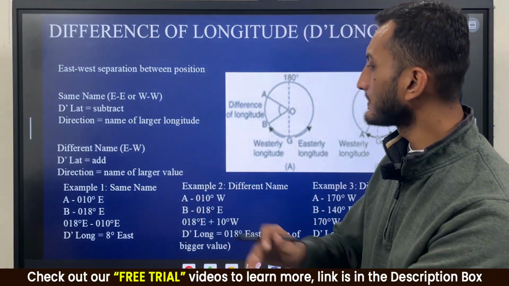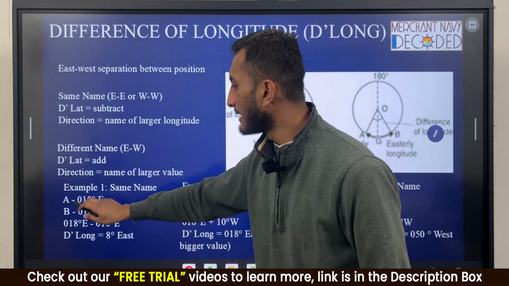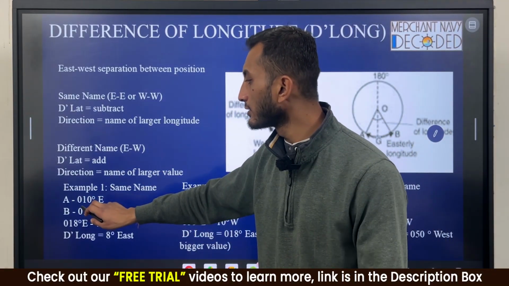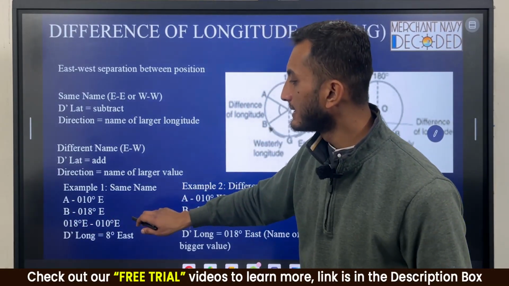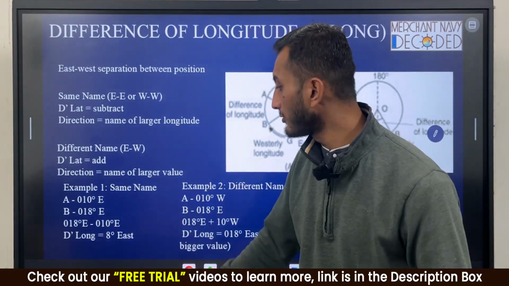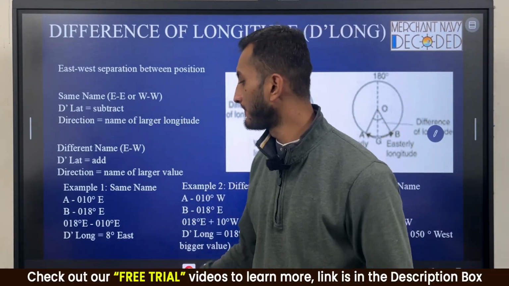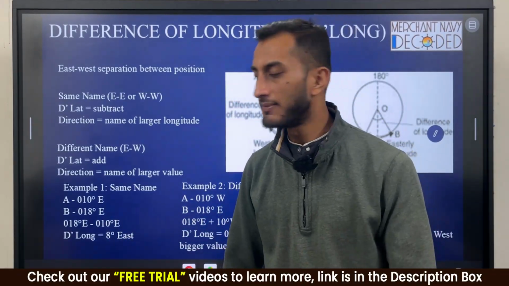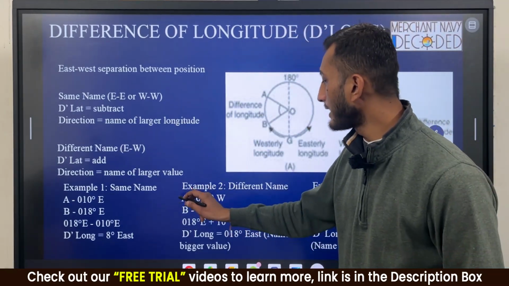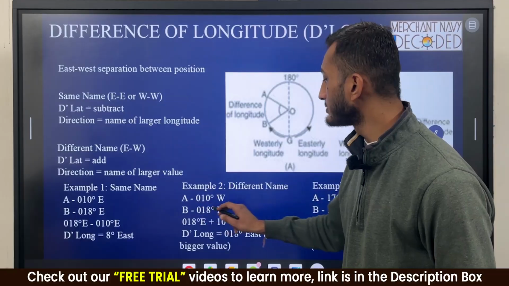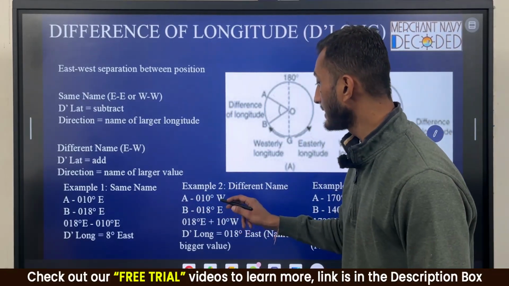Let's go through some examples, and the name goes to the larger value. Same name: if one of the longitudes is 10 degree east and the other is 18 degree east, the D-long, the difference in longitude, becomes 8 degree east, and since it is on the eastern side, east gets its name. Now with different names: the longitude is 10 degree west and the other longitude is 18 degree east.